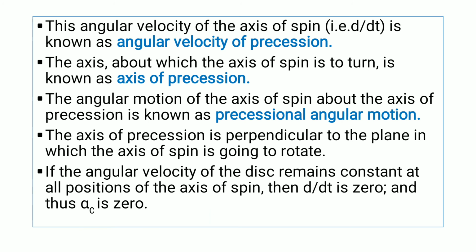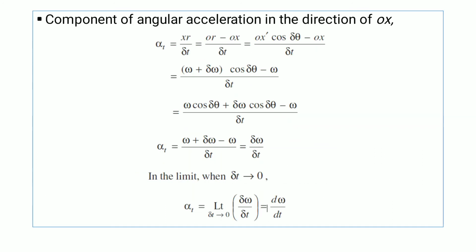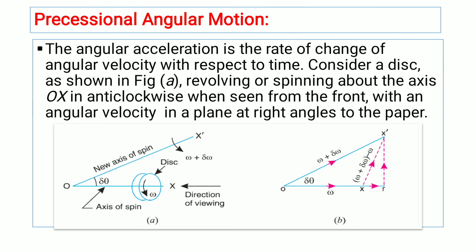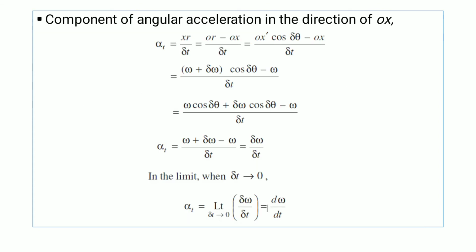Now this angular velocity of the axis of spin is known as the angular velocity of precession. The axis of spin, that means here we see that this is the axis of spin, our rotor is rotating about this axis. So OX is the axis of spin and this OX axis is rotating through a delta theta about the Z axis. Okay, so this is X, this is Y and this is Z.